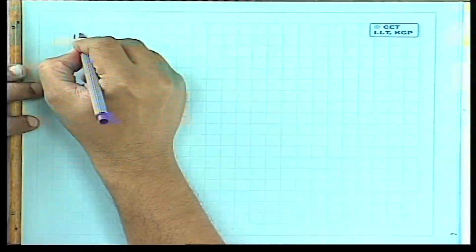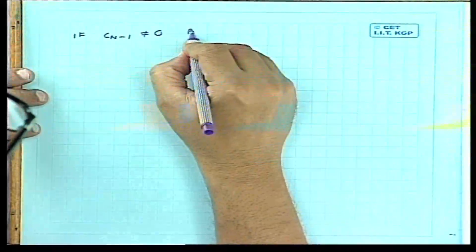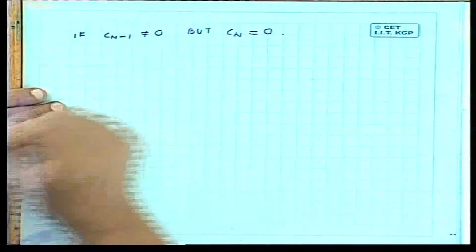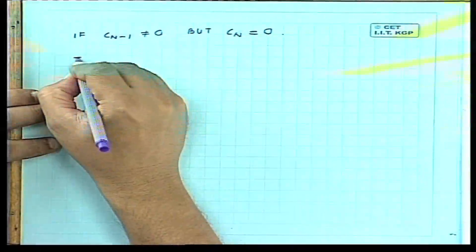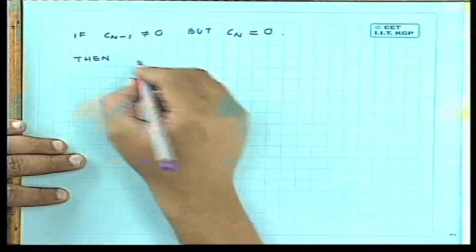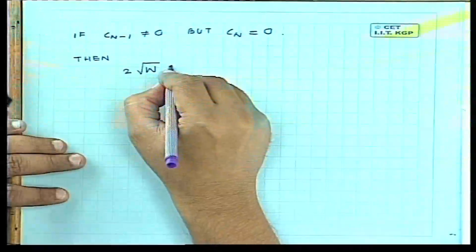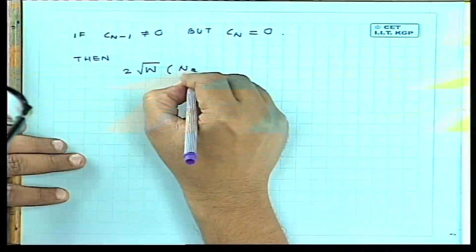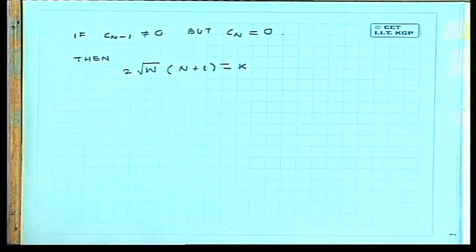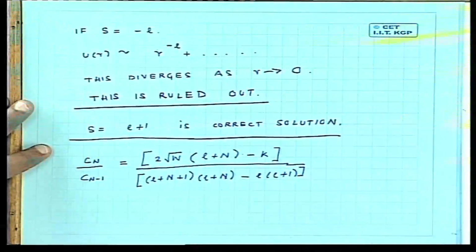So if Cn minus 1 is not equal to 0, but Cn is equal to 0 and all the higher values are also 0, then the condition which has to be satisfied is 2 square root of w into n plus l minus k, this should be equal to k. If this condition is satisfied, then the numerator disappears.